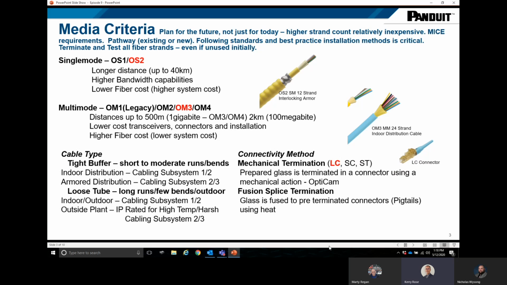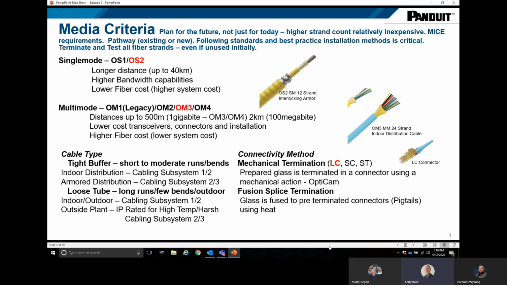There are two types of fiber optic cables, single mode and multi-mode. There are two versions of single mode fiber, OS1 and OS2. OS2, highlighted in red, is the preferred fiber for the industrial plant environment. The difference between OS1 and OS2 is not so much the difference in glass, but the difference in construction. OS2 fiber tends to be outdoor rated or set up for harsh environments, whereas OS1 is more of an indoor rated fiber. Chief advantages of single mode fiber are that it supports longer distances, higher bandwidth, and the fiber itself is lower cost. However, it does have a higher total system cost when compared to multi-mode systems.